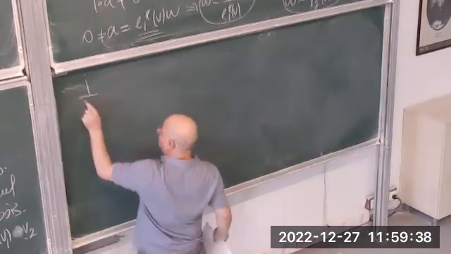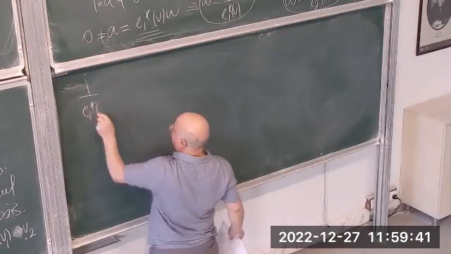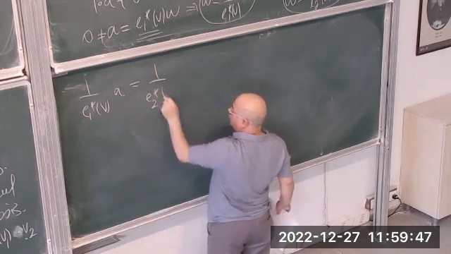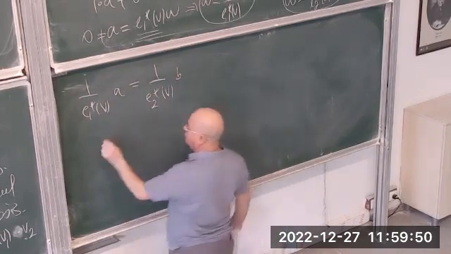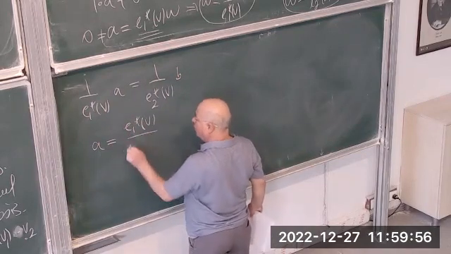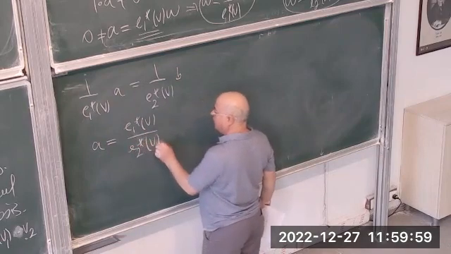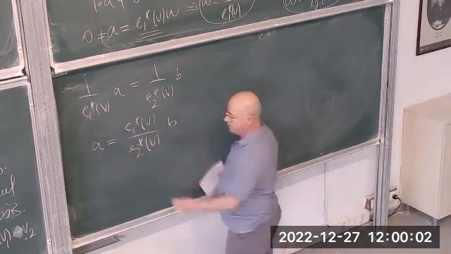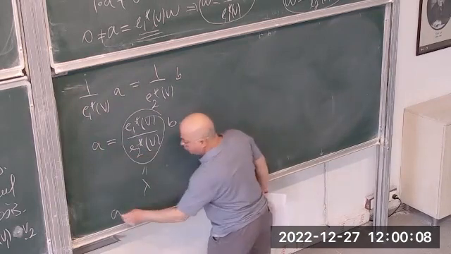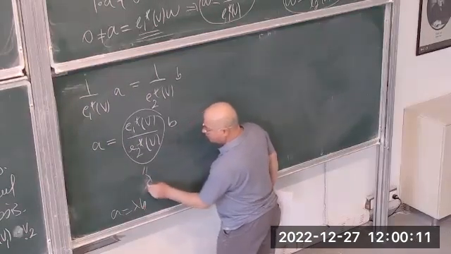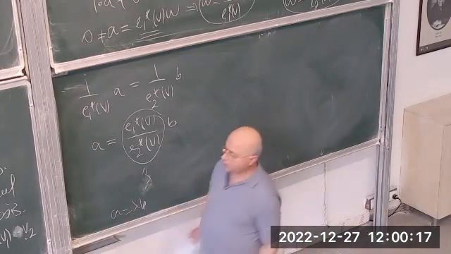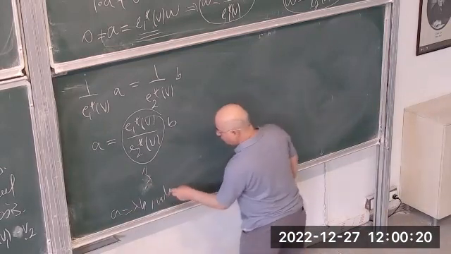Now this means what? 1 over E1 star of U times A is equal to 1 over E2 star of U times B, and from this we see that A is equal to E1 star of U over E2 star of U times B. So this is just a number, a lambda. So A is equal to lambda times B. Therefore, A and B are linearly dependent. And that's a contradiction, right? Which is a contradiction.